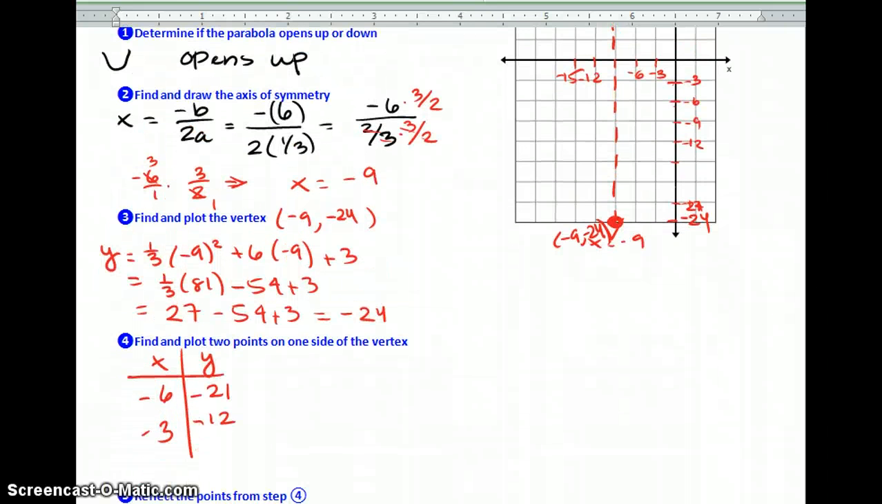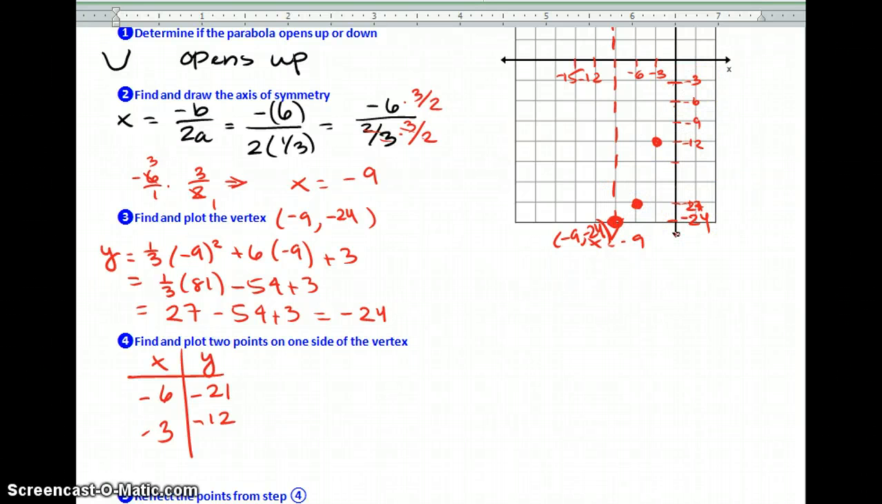Okay, so I did my calculator work, and I got, for negative 6, negative 21, and for negative 3, I have negative 12. So I'm going to graph those, negative 6, negative 21. Hopefully you trust my math. And then for negative 3, I have negative 12. Remember, we changed it, so we're going by 3s now.